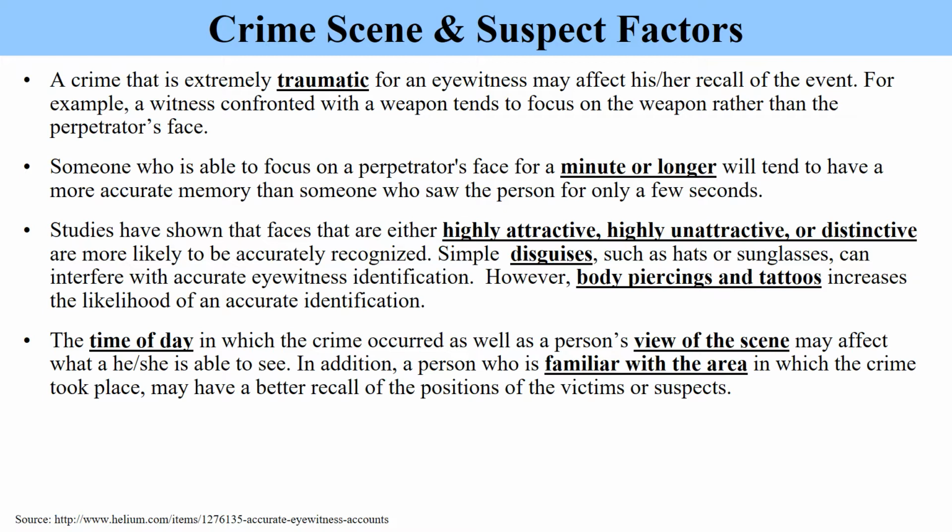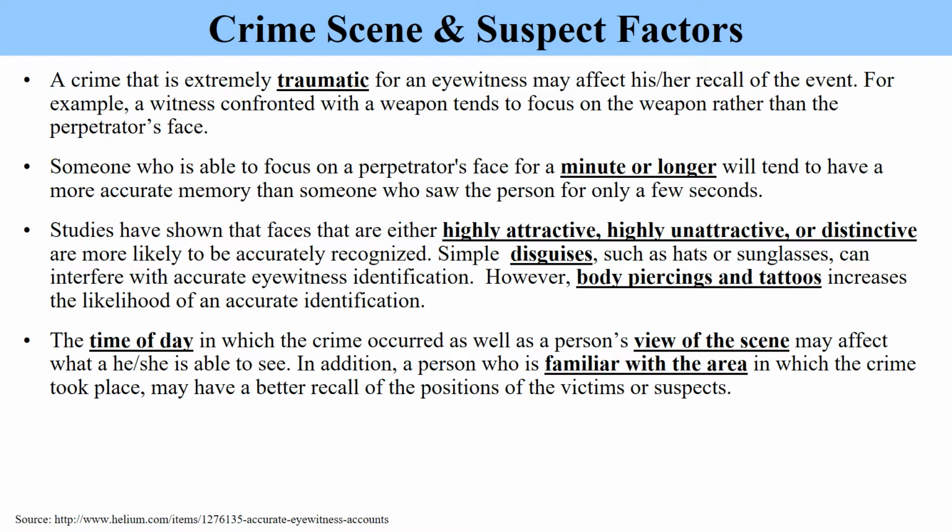So I always like to laugh at the mug shots where the people have facial tattoos, because you're very likely to be identified in a crime if you have a facial tattoo, because that is a very distinctive and unique thing to have. And simple disguises such as a hat or sunglasses can really interfere with eyewitness identification.